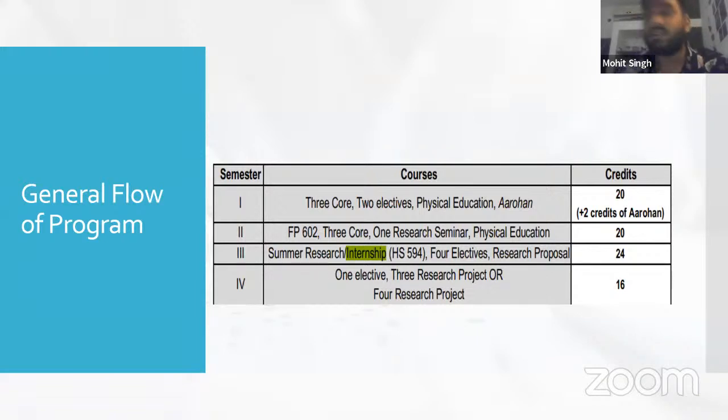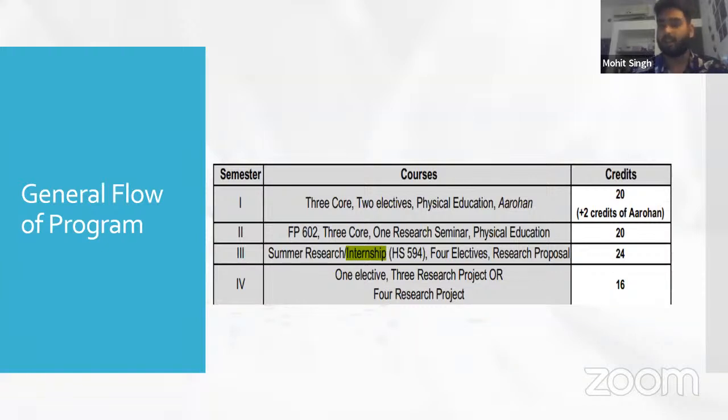And in the summers of the first year, this is also a basic mandatory thing, that you are supposed to do an internship. This internship also counts for 4 credits. It's a mandatory internship, and you will be evaluated for the internship by your mentor. And as you can see, you can also take 4 electives in this semester and one research proposal. We are supposed to do the research proposal presentation in the third semester. And in the fourth semester, you can take 3 research projects or 4 research projects. It is based on how long or how elaborated a study you want to do.